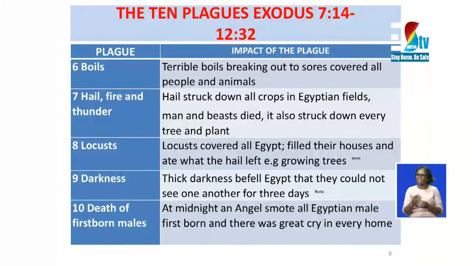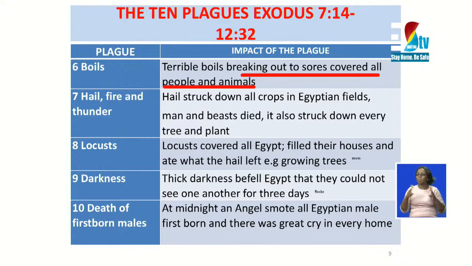And what happened next? You find that the next plague were terrible boils. Not just the boils that we are used to, but the boils that were breaking into sores and covered all the people and also the animals. You can imagine how much you hate a dog that has got sores. But imagine at this point, my dear Lena, it was the people and also the animals with those boils that were breaking into sores, and all the people of Egypt.